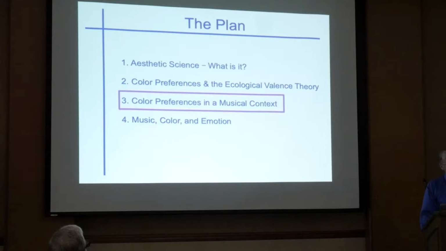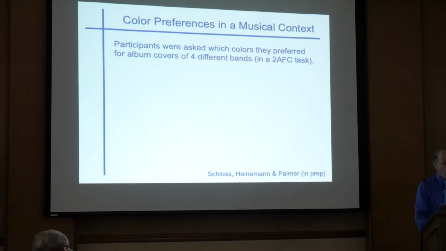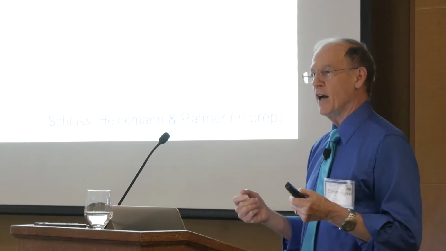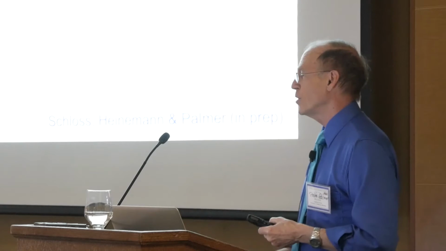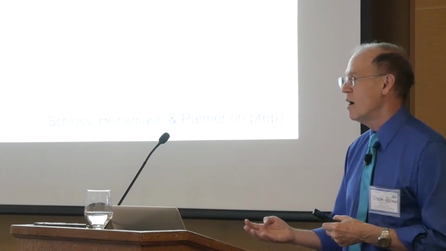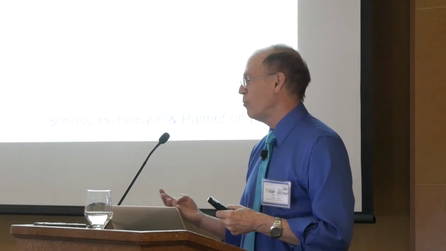So now I'm going to show you that not only are there individual differences in color preferences, but the color preferences that you get can depend radically on the particular context. And the context we studied, and I'm going to talk about in detail later on, is a musical context. So what we did was bring participants in and we asked them to imagine that they were color consultants and that they were going to listen to some music of 4 different bands and make recommendations of what colors there should be on the album covers for these 4 bands.